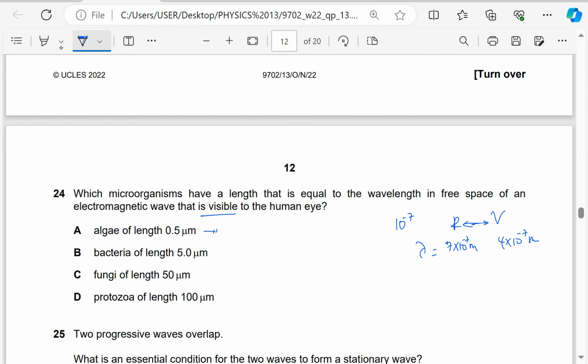So this one is 0.5 times 10 to the power of -6, so this is going to be 5 times 10 to the power of -7 meters. This is going to be 5 times 10 to the power of -6 meters. This is going to be 50 times 10 to the power of -6 becomes 5 times 10 to the power of -5 meters. 100 times 10 to the power of -6 becomes 1 times 10 to the power of -4 meters. So the answer is going to be the first one, which is A.